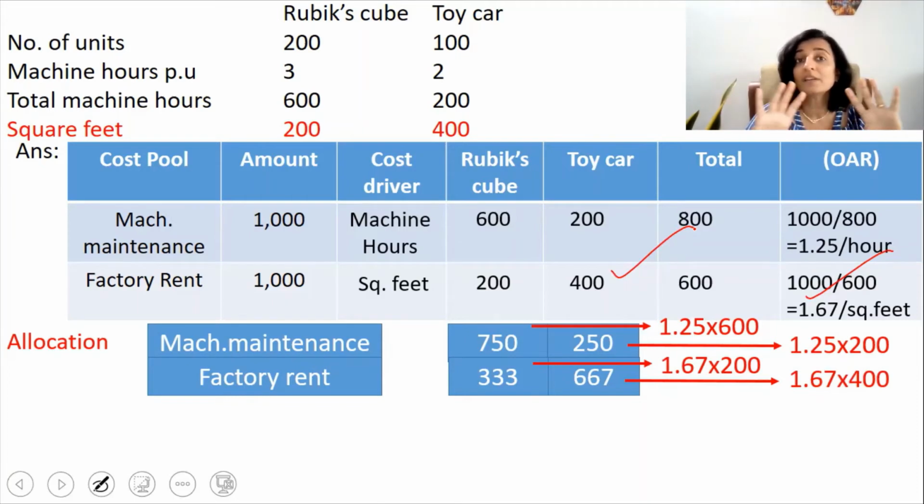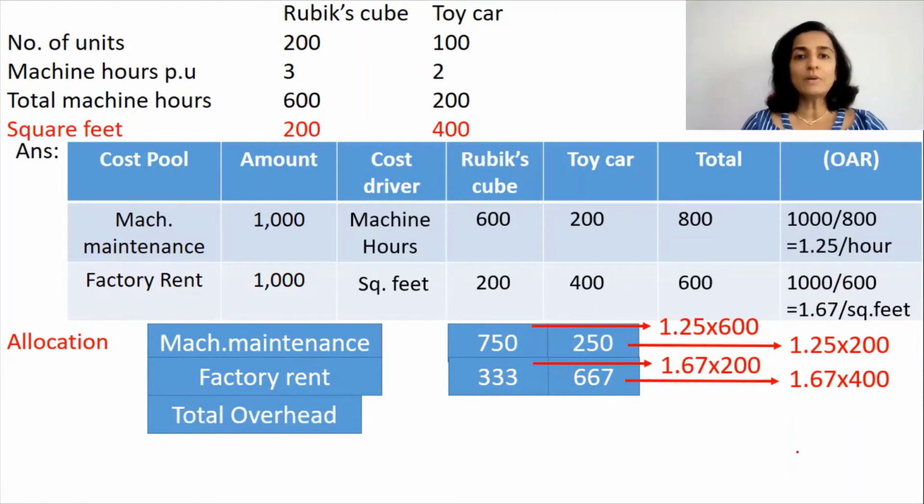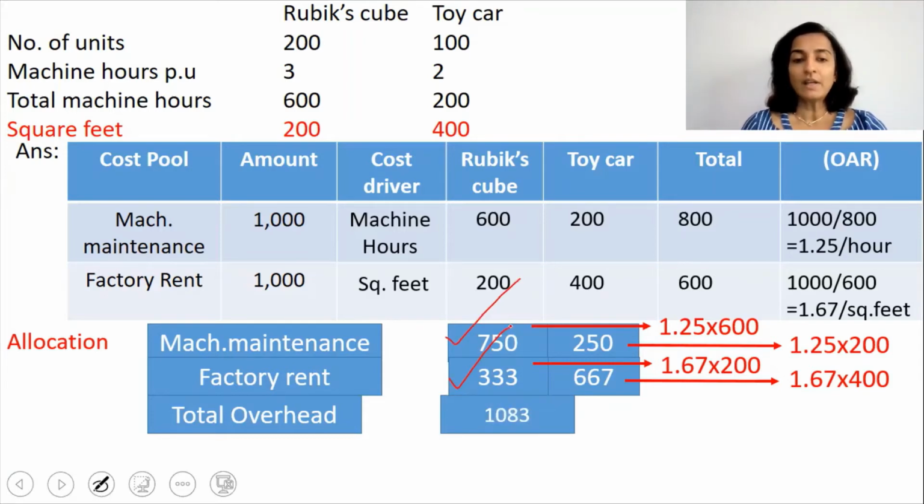So now we have allocated both the cost pools among the two products on a logical basis. So the total overheads relating to the Rubik's Cube is 750 plus 333, giving an amount of $1,083. And as for toy car, it is $250 plus $667, giving an amount of $917. So now we have got the total overhead cost.